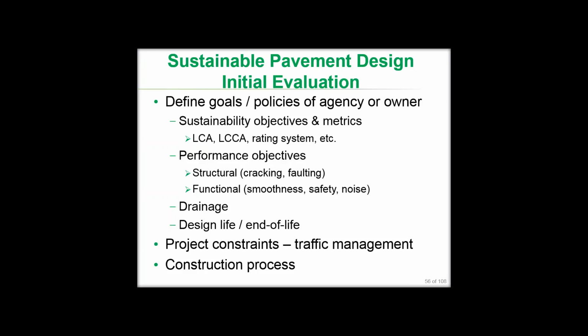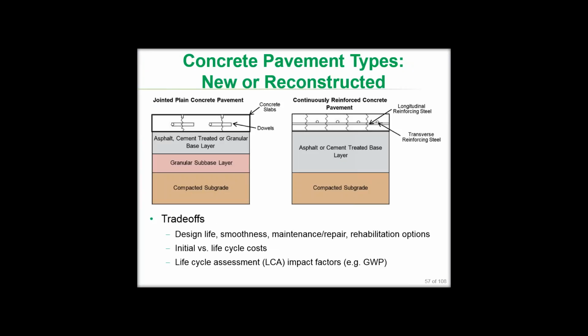So as we're going through the pavement types that may become candidate types to analyze, we have to keep in mind that we'll need this information from the agency or owner to actually make a good decision. I did forget a couple other ones, and that is we must make some assumptions about the construction process, which can have an impact on the pavement type and process, and also the traffic management plan.